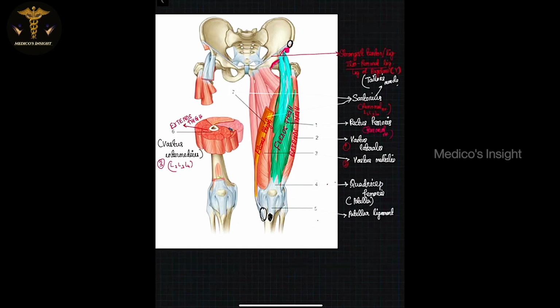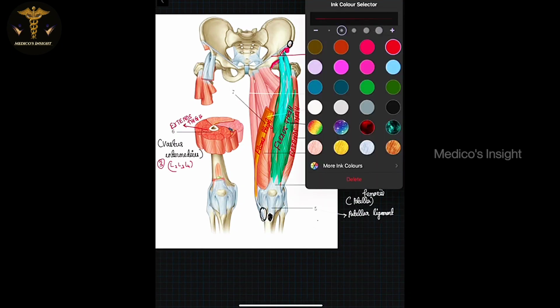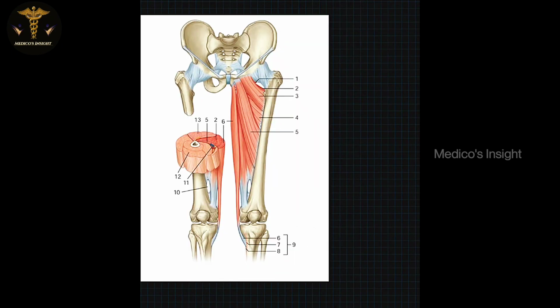Then we can go to the medial compartment. As you see, this is the medial compartment of thigh, and the medial compartment of thigh has a bunch of muscles, and we can read about the function, the nerve supply, and the attachment of this group of muscle. Okay, let's begin.